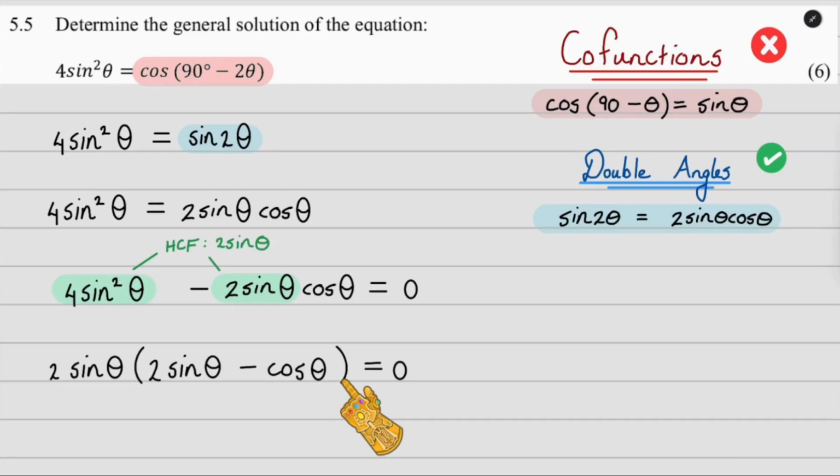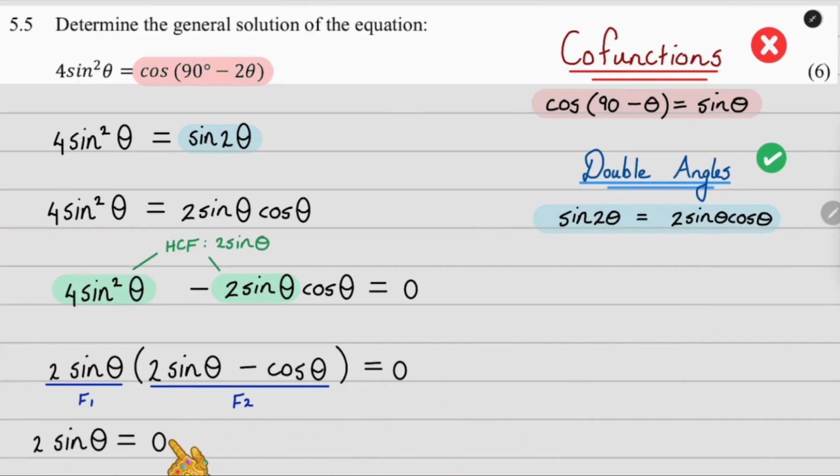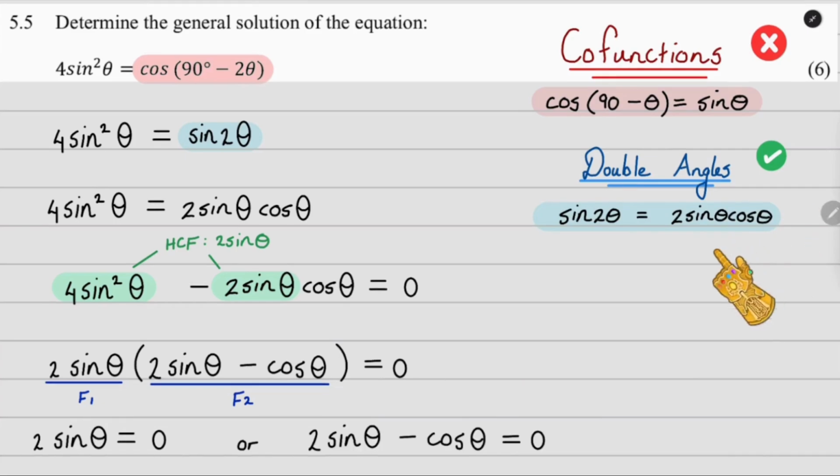Now, as per quadratics, we grab each factor and work with them separately after we make them equal to 0. So this is factor 1 and this is factor 2. So I'll start off by saying factor 1 equals 0 underneath. Just like that. And then I'll put the word or in between them. And then I grab factor 2 and make factor 2 equal 0. And after I've split up my factors like that, I'm going to start working on them separately.